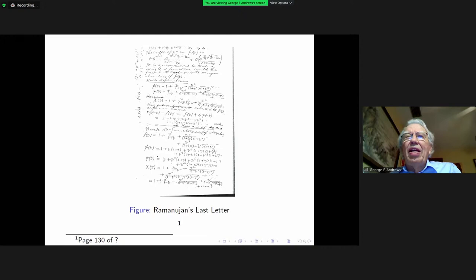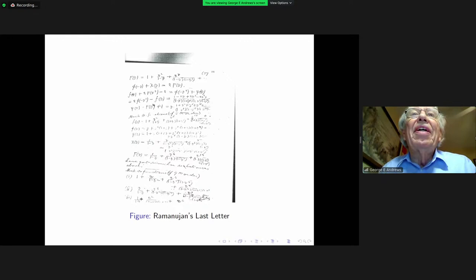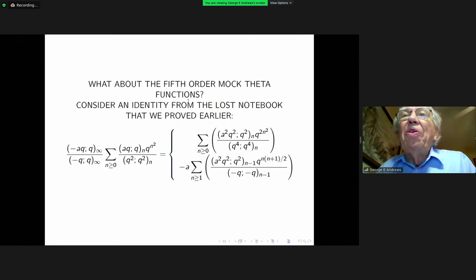And here are 4 more mock theta functions. Actually, there are 5 of them, and there's the 5th one. And there is a second family of fifth order mock theta functions that he lists on this screen. Let me suggest to you where those came from.